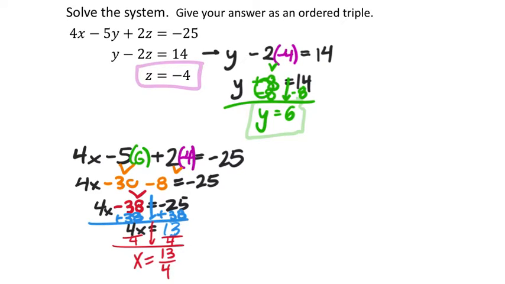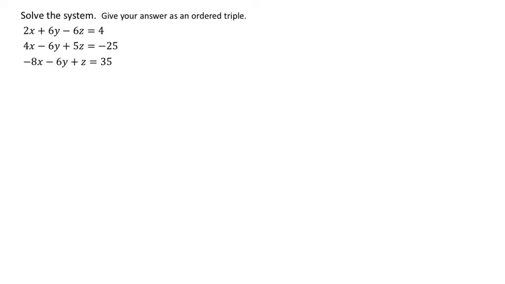Now, is this actually going to work? Well, I just go to my calculator, and I do 4 times 13/4 minus 5 times the 6 plus 2 times negative 4. Enter, and that's negative 25. That one works. Let's try the next one. Y is 6 minus 2 times negative 4. Enter, 14. And then the last one, we don't really even have to check, but we did find the x, so I'm going to box that in. Okay, so this answer we're going to need to write as an ordered triple, no problem.